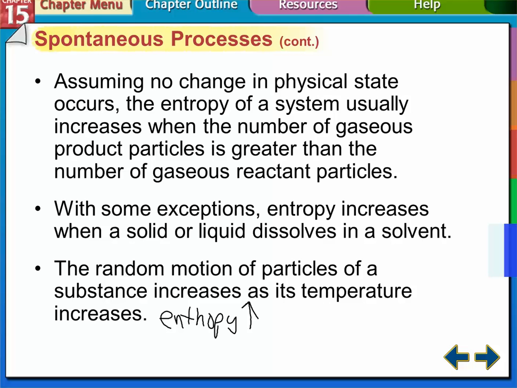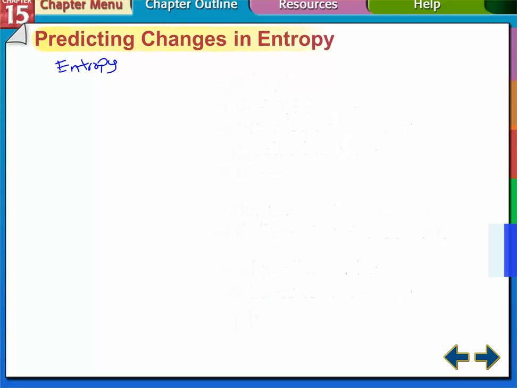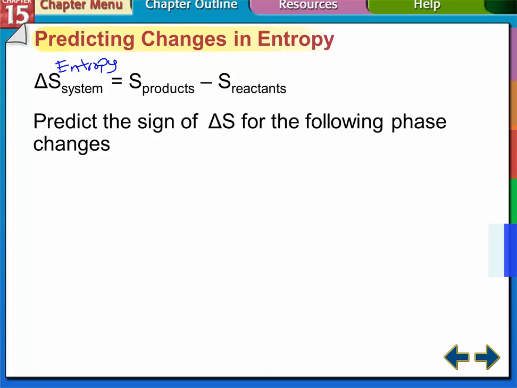Randomness, entropy, also increases as its temperature increases, and that's part of the KMT, the kinetic molecular theory. The higher the temperature, the faster the particles are moving or vibrating, so that makes sense that they'd have more entropy as the temperature went up. Entropy, we use delta S for that, and it's the S of the products minus the S of the reactants, okay? So you can predict the sign of delta S for the following phase changes.